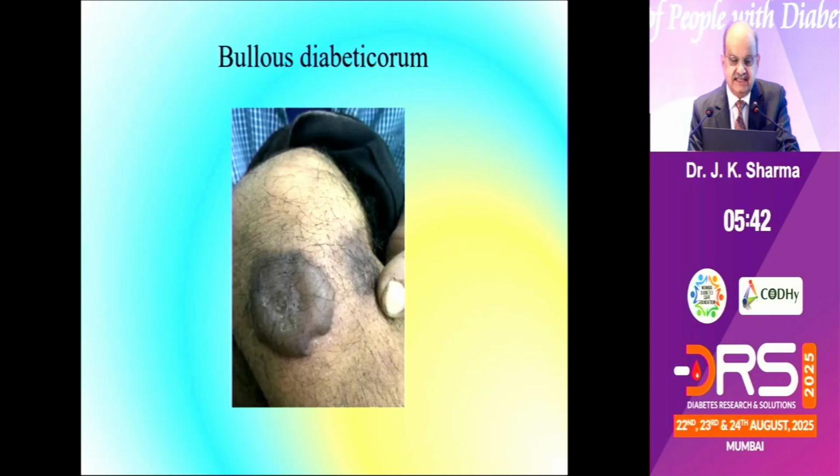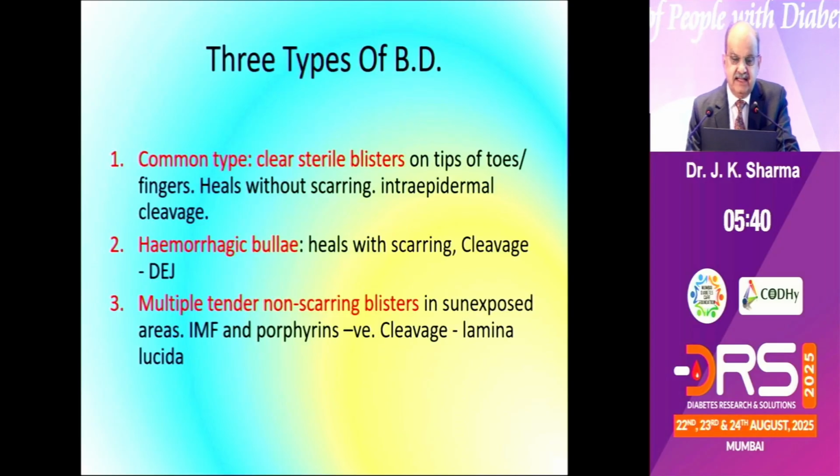This is another picture. Now, 3 types of bullosis diabeticorum. The common type is clear sterile blisters on the tips of the toes and fingers, heals without scarring, with intraepidermal cleavage. Then hemorrhagic bullae that heal with scarring, and multiple tense non-scarring blisters in sun-exposed areas.